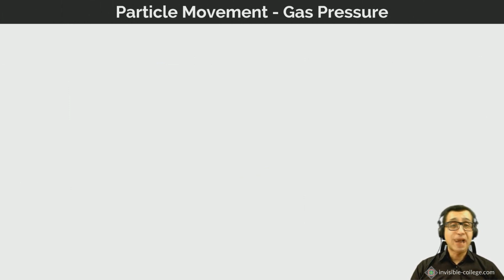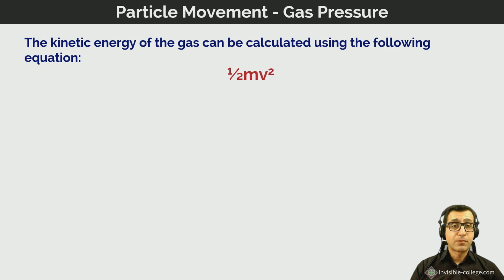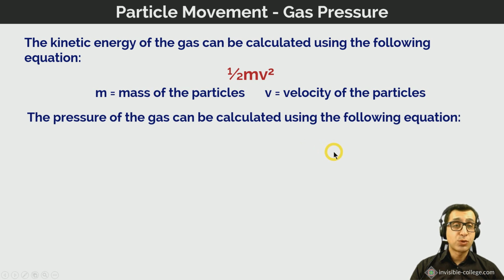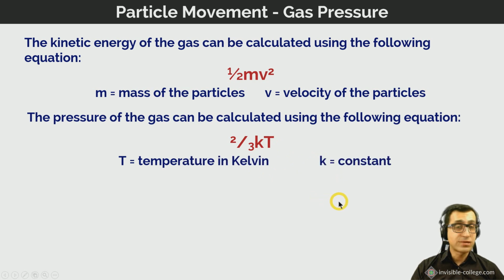So the kinetic energy of the gas can be calculated using this. One particle of this gas will have a kinetic energy of half times its mass times its velocity squared. So m is the mass, v is the speed, or the velocity, of the particle. Now, the pressure of a gas can be calculated using an equation which you don't necessarily need to know, but it's related to 2/3 K times T, K being a constant. T is the temperature in Kelvin, K is a constant, which again, we don't need to go into details about. This is a simplified understanding of some aspects of thermodynamics for GCSE students.